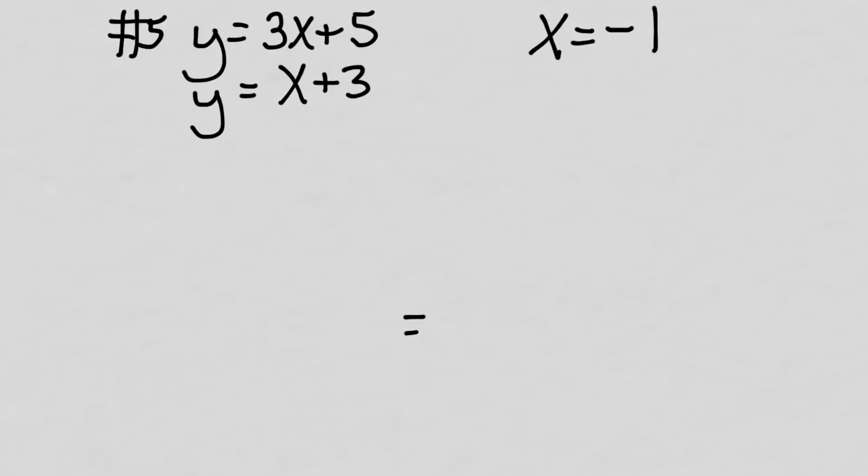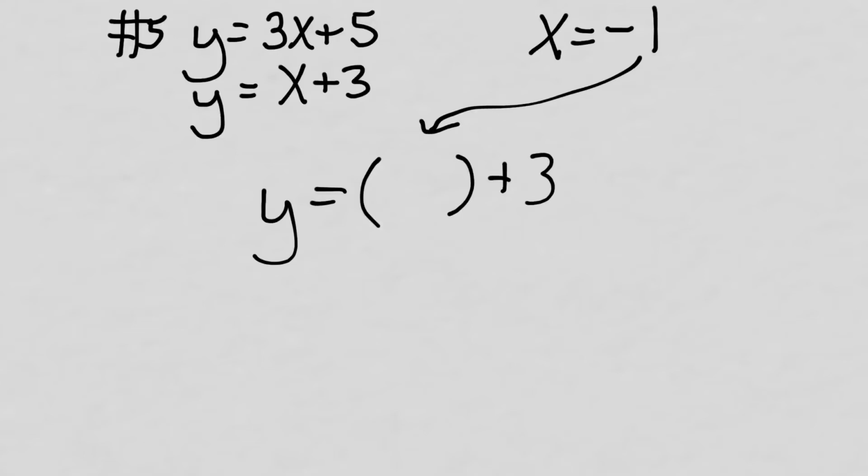X equals -1. All right, now all we have to do is put x back into one of these equations. I like the second one. It's nice and simple. Where there's an x, I'm going to put a parentheses. I'm going to put this -1 back into the equation because I know x equals -1. And then I'm going to solve.